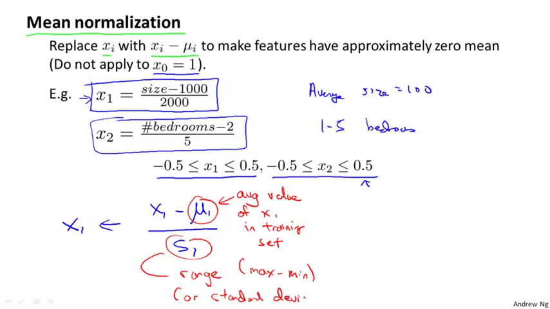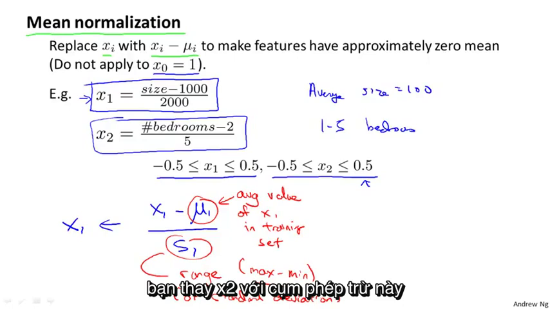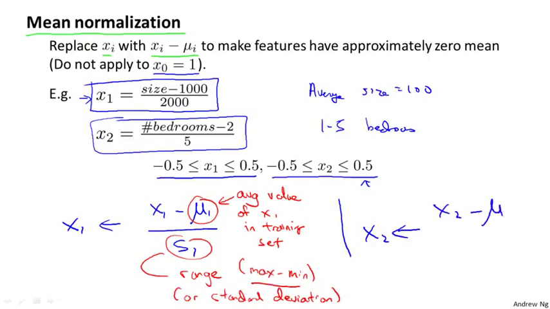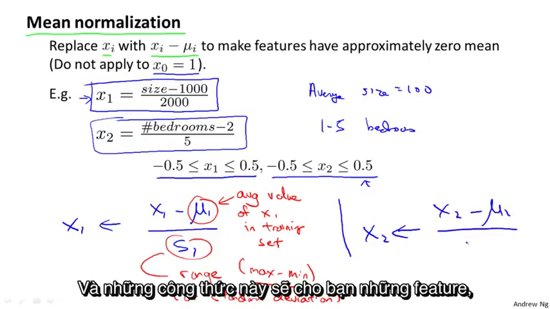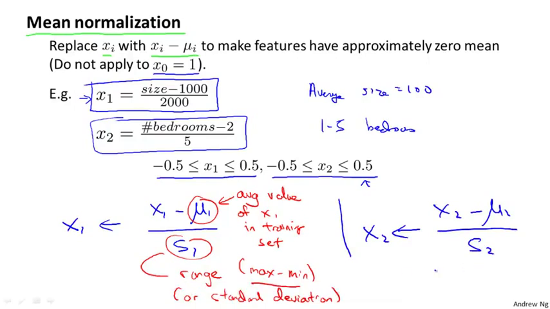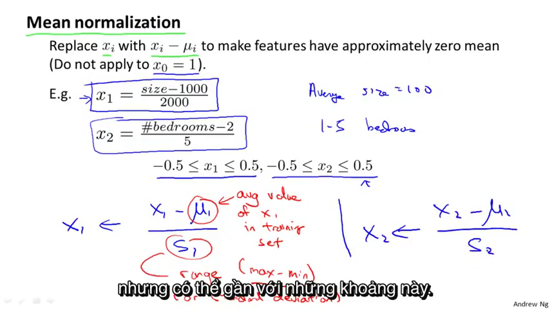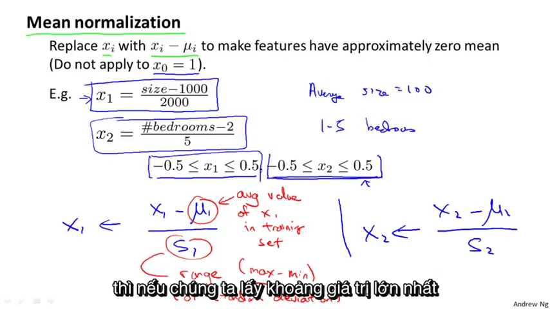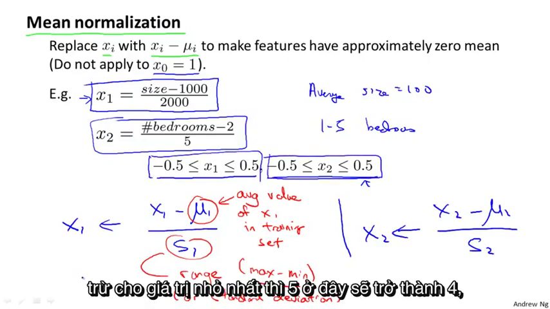And similarly for the second feature x2, you replace x2 by subtracting the mean of the feature and dividing by the range of values, meaning the max minus min. This sort of formula will get your features, maybe not exactly, but roughly into these sorts of ranges. And by the way, for those of you that are being super careful, technically, if we're taking the range as max minus min, this 5 here would actually become a 4. So if max is 5, min is 1, then the range of bedroom values is actually equal to 4.